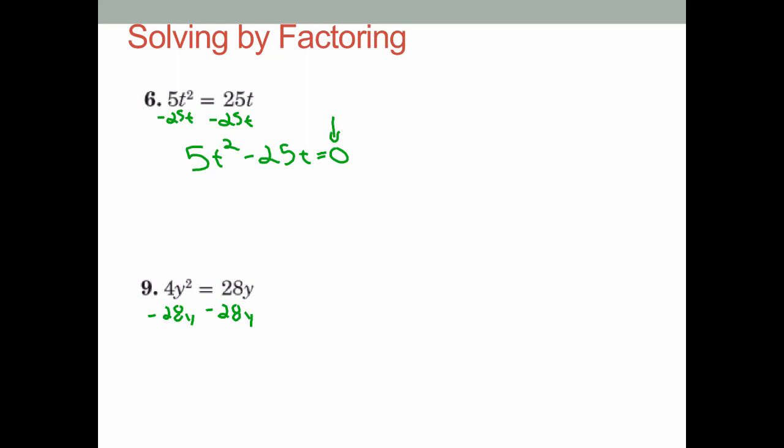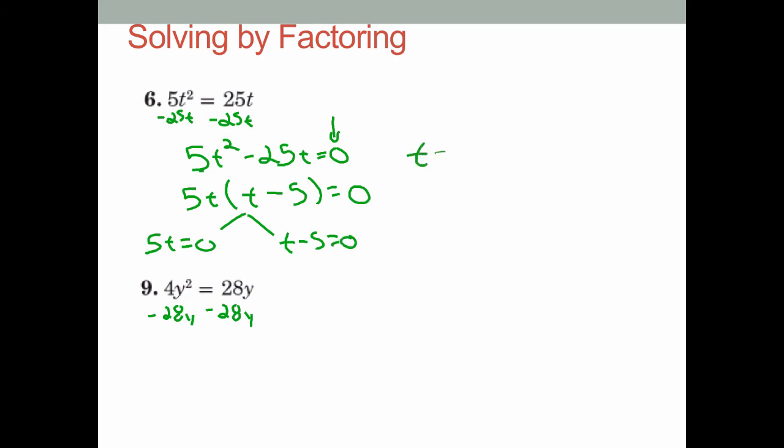So now I look for what's common, and I know a 5t, 5 and 25, both have 5 that can divide them, and both have these t's. So I'm going to pull out a 5 and a t, dividing each term by the 5t. I would be left with t minus 5 equals 0. Now, using the zero product property, I would say 5t equals 0 and t minus 5 equals 0. So my final result for this is going to be t is going to either equal 0 or t is going to equal 5 if I solve both of those equations.